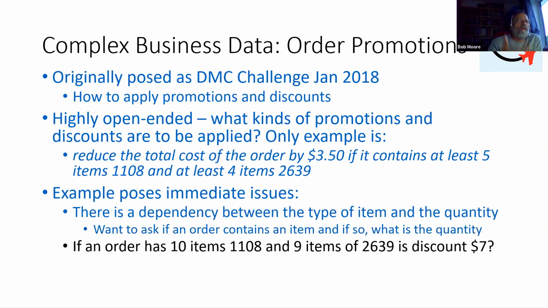But there are also other sorts of questions which come in. Suppose rather than ordering 5 items of 1108 and 4 of 2639, I order 10 of 1108 and 9 items of 2639. Do I get a discount of $7, double $3.50, or do I only get $3.50? Because if I'd made two separate orders, I'd have got two separate discounts. So, are there some sorts of mechanisms by which you get accumulations?